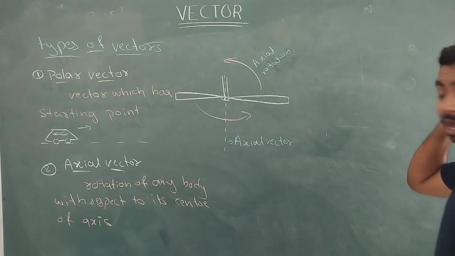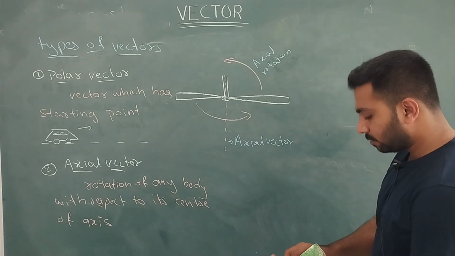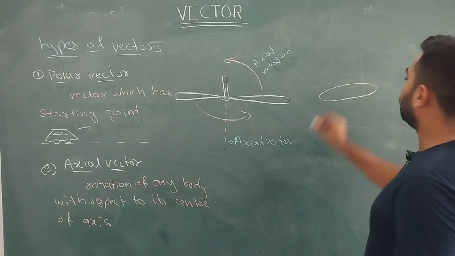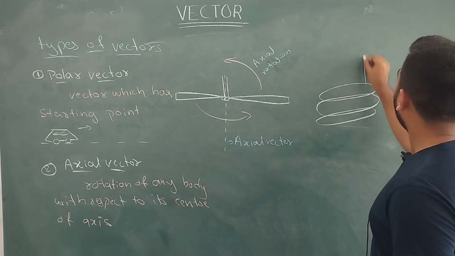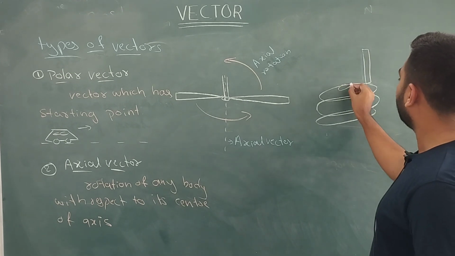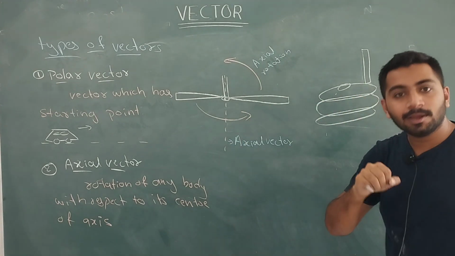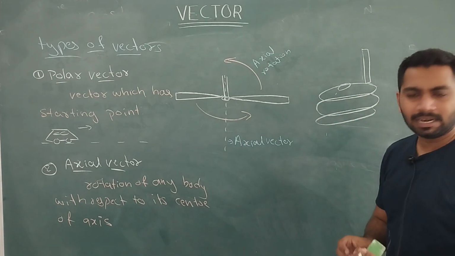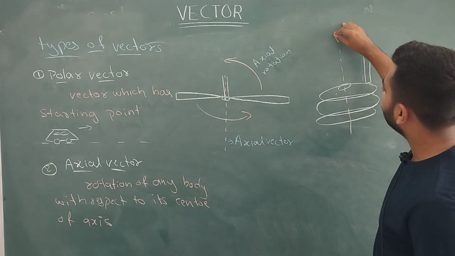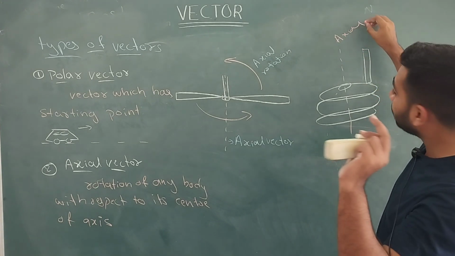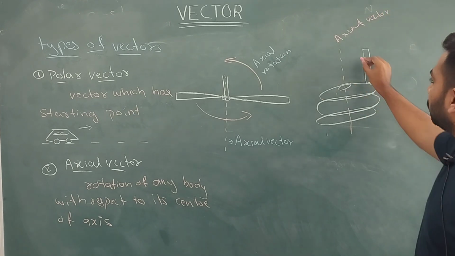Now, one more example. I think in your grandma's home you have seen this. There is one rock, and it will rotate to grind the weeds and all that. In this also, this is your axial vector. On the basis of one axis it is rotating. It is your axial vector, and this is your axial rotation.